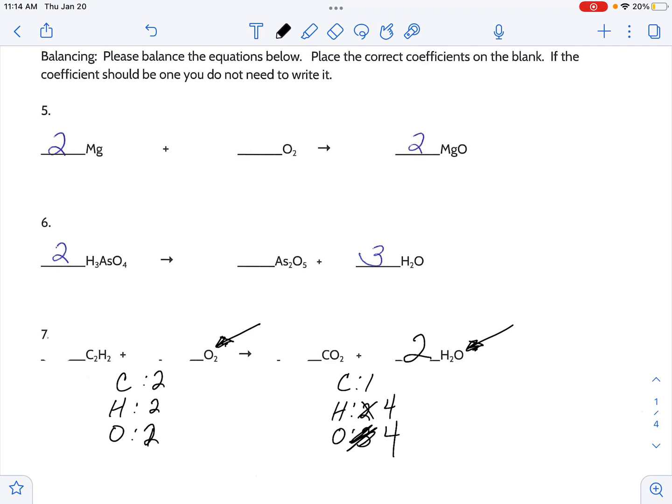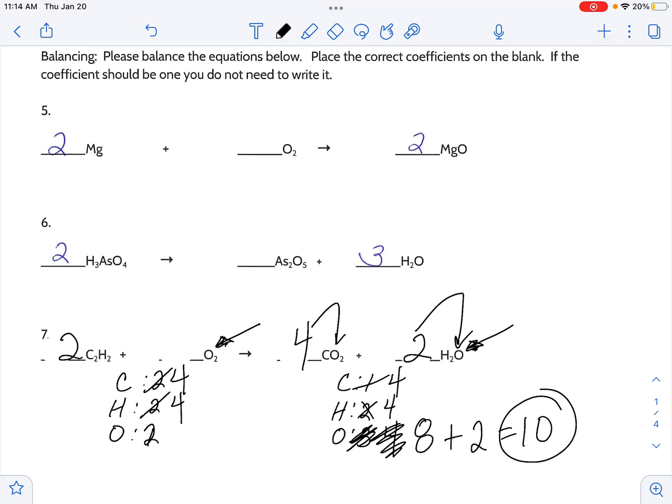So if I put a 2 in front of C2H2, that's going to give me my 4 carbons that I want. It's also going to give me my 4 hydrogens that I want, but it's going to mess up my carbons. So that was good and that was bad, but I can go over here to my carbon dioxide and I can put a 4 in front there. And that's going to give me my 4 carbons. But that's also going to change my oxygen. So I'm going to do 4 times 2 means that I have 8 oxygens, plus 2 times 1, I have 2 more of them. So I have a total of 10 oxygens.